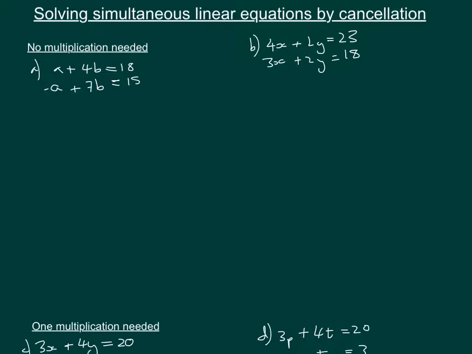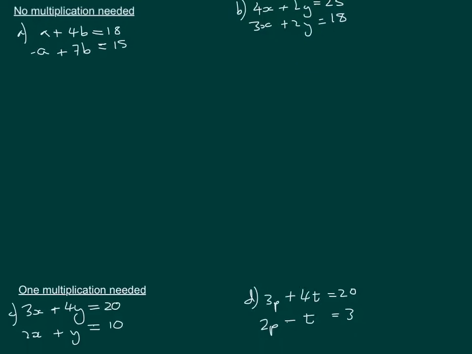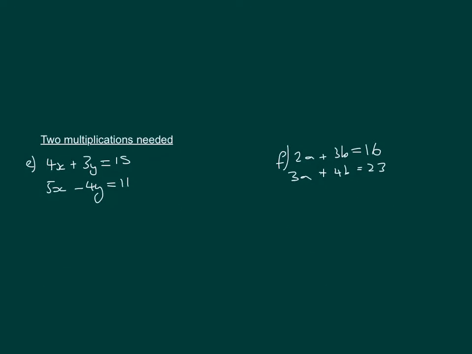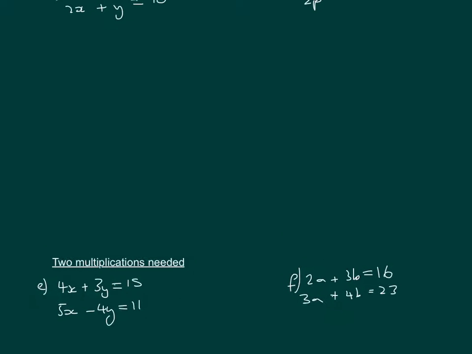In this video we're going to be looking at solving simultaneous linear equations by cancellation. There are three different types. Where there's no multiplication needed, I'm going to do two examples. Where there's one multiplication needed, I'll again do two examples. And finally where there are two multiplications needed, I've got two more examples.